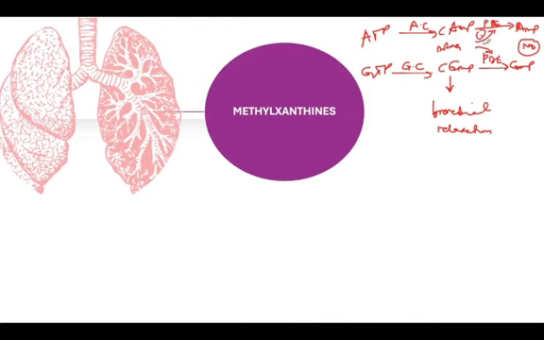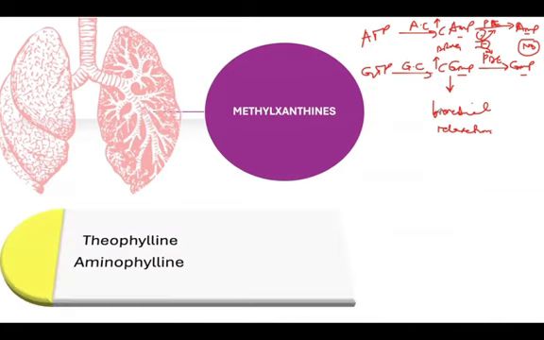By so doing, conversion of cyclic AMP or cyclic GMP to their metabolites, AMP and GMP respectively, will be reduced. That way, it means that cyclic AMP levels go up, cyclic GMP levels go up. And since they have bronchial relaxant activity, they are able to reverse the bronchoconstricted situation. And we have two examples. We have theophylline, we have aminophylline. Theophylline can be given orally, aminophylline is given IV.